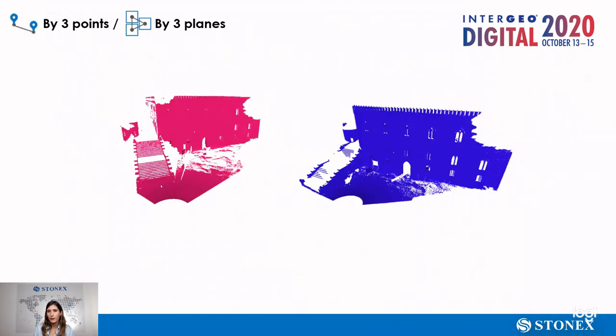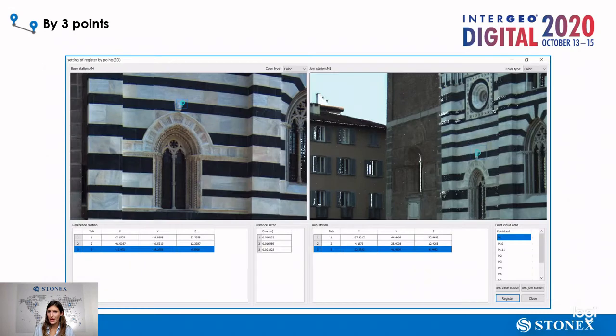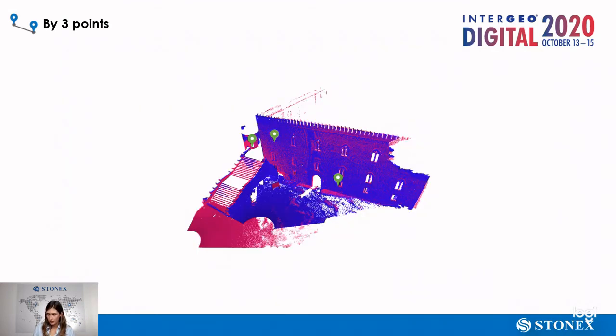Then there are registration tools using 3 points or 3 planes. In both cases, you will need to specify which are these 3 common points or these 3 common planes in the scans. If you select 3 points, you will have a window like this one, where you define which are the same points in 2 different point clouds. And the result: the 3 points are overlapped because they are the same points.